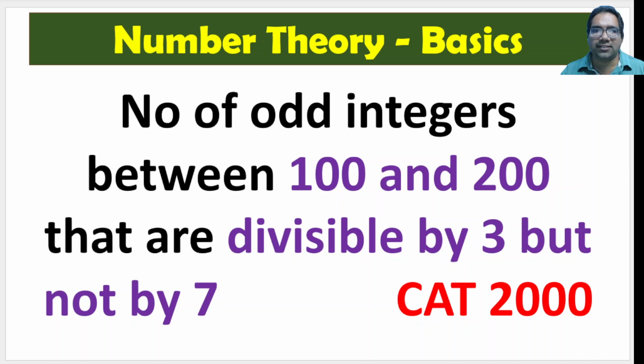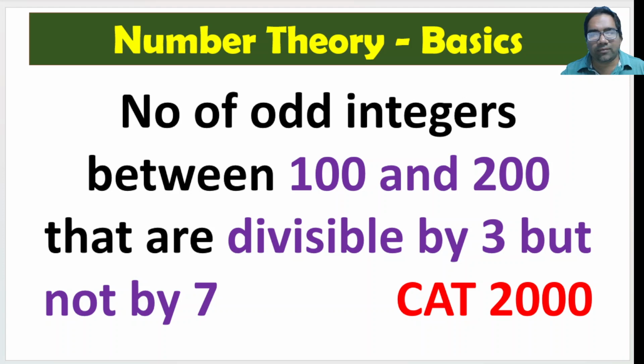Number of odd integers between 100 and 200 that are divisible by 3 but not by 7. Right. Let us break this problem into parts. Odd integers divisible by 3 is one part, not by 7 is the second part. First, let us try to find odd integers that are divisible by 3.